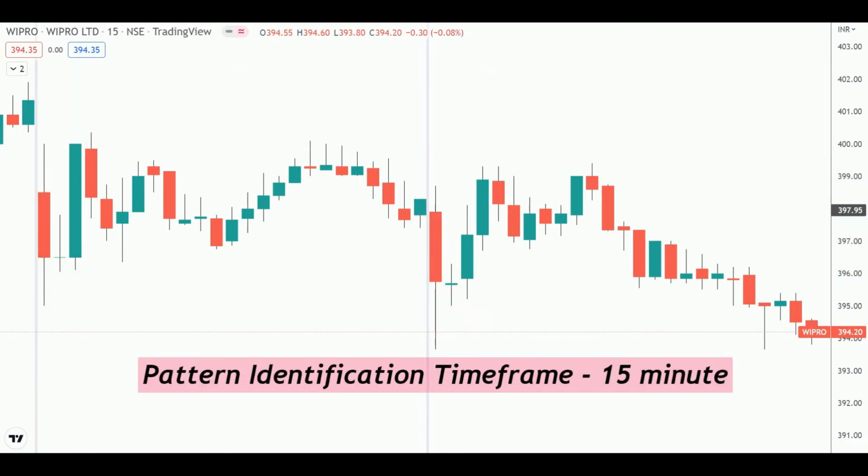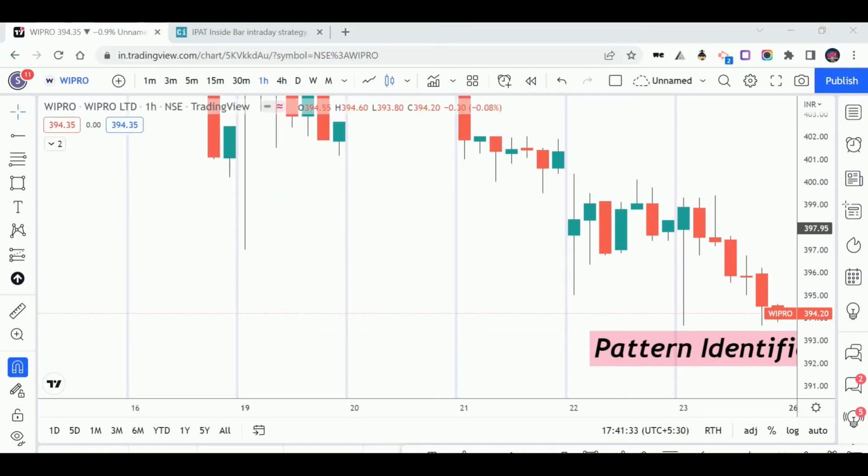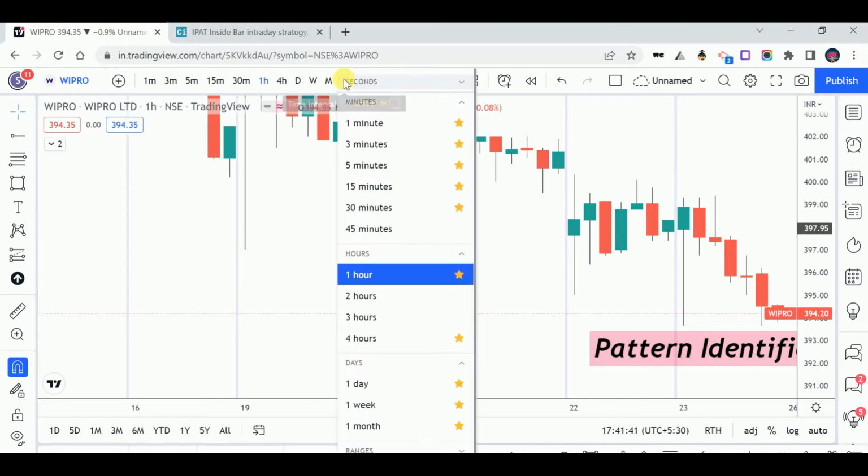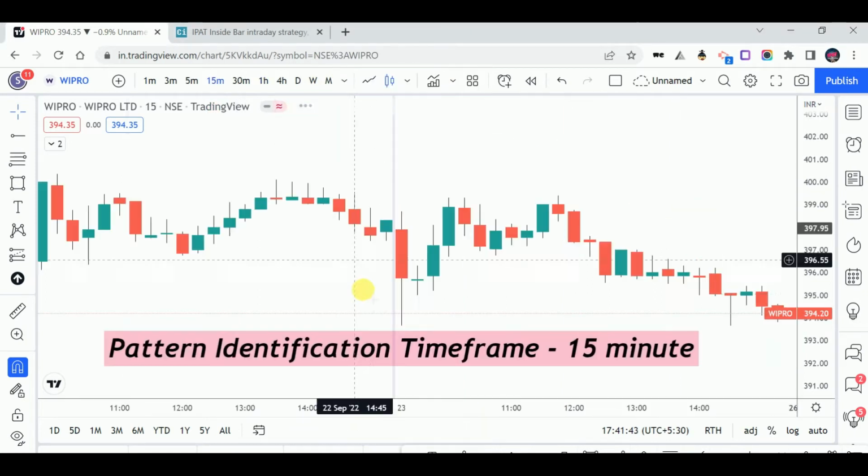The second element of this strategy is the pattern identification time frame. So we are going to use the 15 minutes time frame to identify the inside bar pattern. First thing that we are going to do is change the time frame from any of the selected time frames to the 15 minutes time frame.